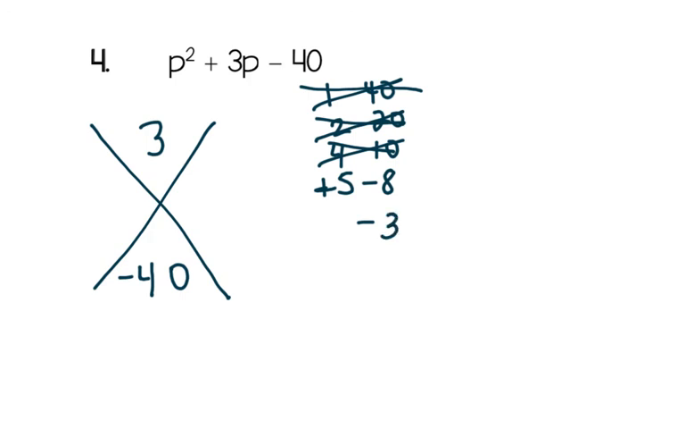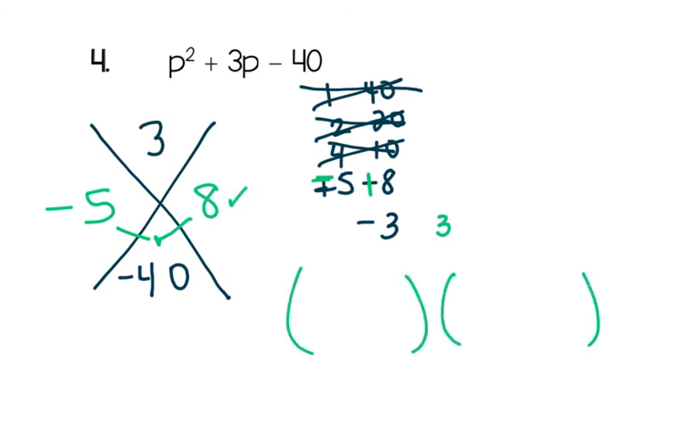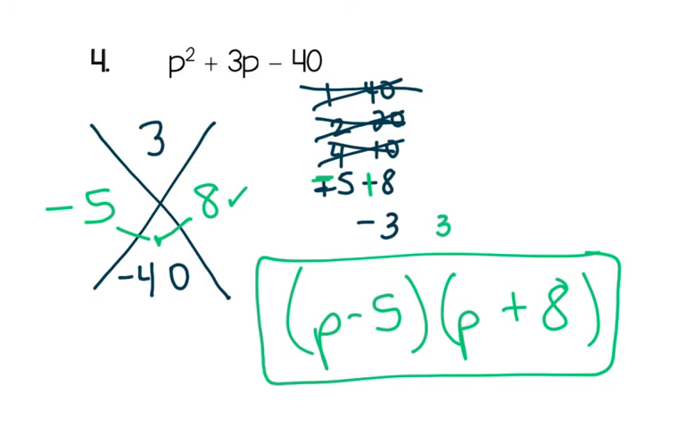So I'm going to say, okay, well, what if I do -5 and +8? That's going to give me +3. So -5 and +8. Then your other job is just to check and make sure that they're going to multiply to give me -40, and they do. So I'm going to write my factors as p minus 5 times p plus 8, and that's my answer. So your answers now look like your questions used to.